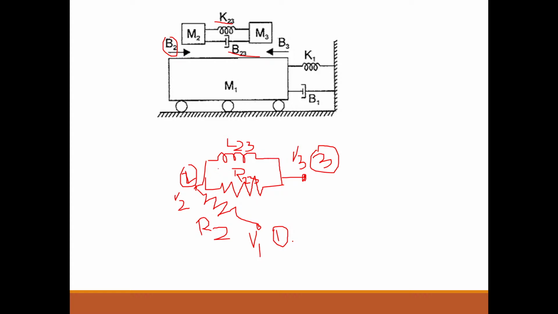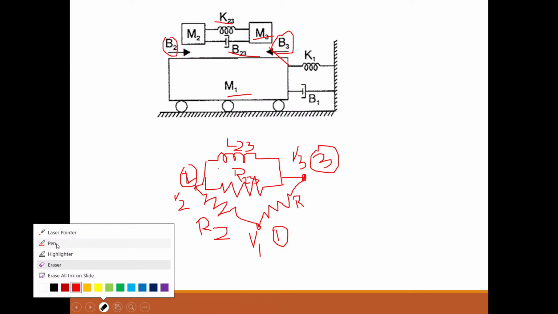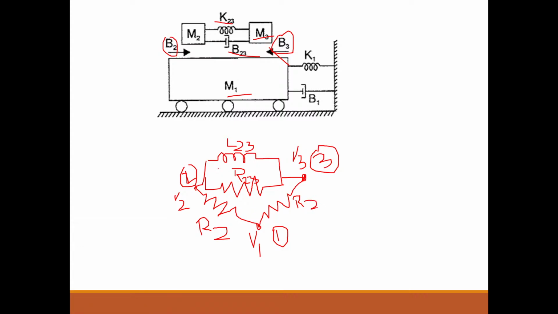Okay, this is it. Common elements in between mass 1 and mass 3. What is common? B3. What is B3? B3 is 1 by R3. Only one element is there. Just draw here a resistor and write R3. Okay, so I didn't draw the same circuit in my PPT, but I am drawing it according to this circuit. So maybe you will also think in the same way that I am thinking.